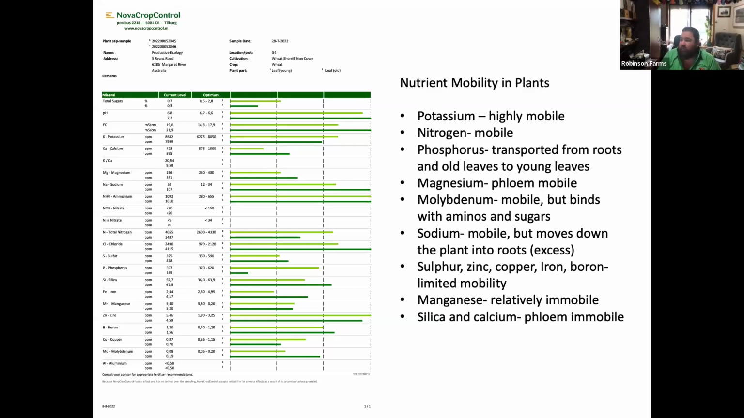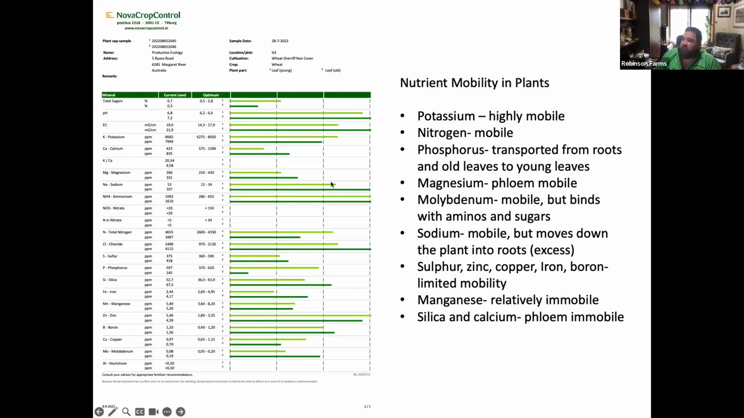So, nutrient mobility in plants. This is probably one thing to try and understand the basics of before you start going into sap testing, or use someone like Mark to help you interpret the results, like we did. We've got all these multiple things going on. Potassium is highly mobile, and nitrogen and phosphorus are transported from old leaves to new leaves.